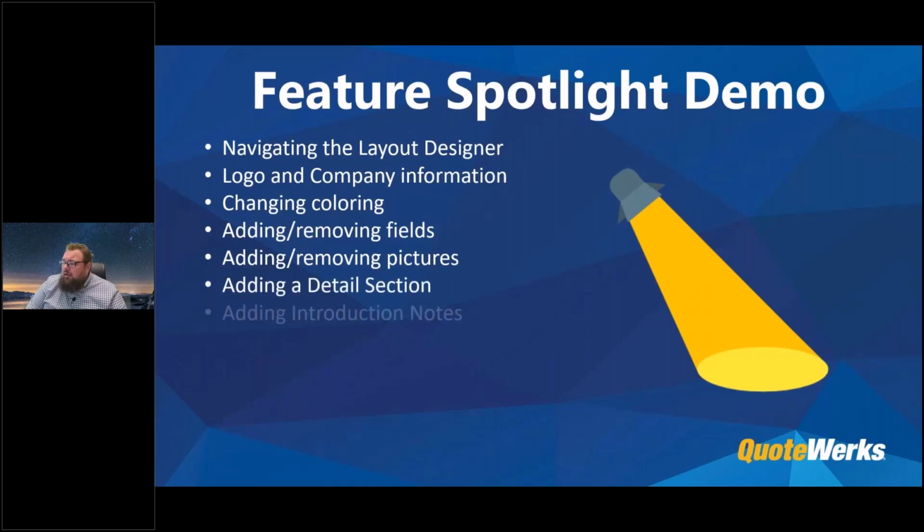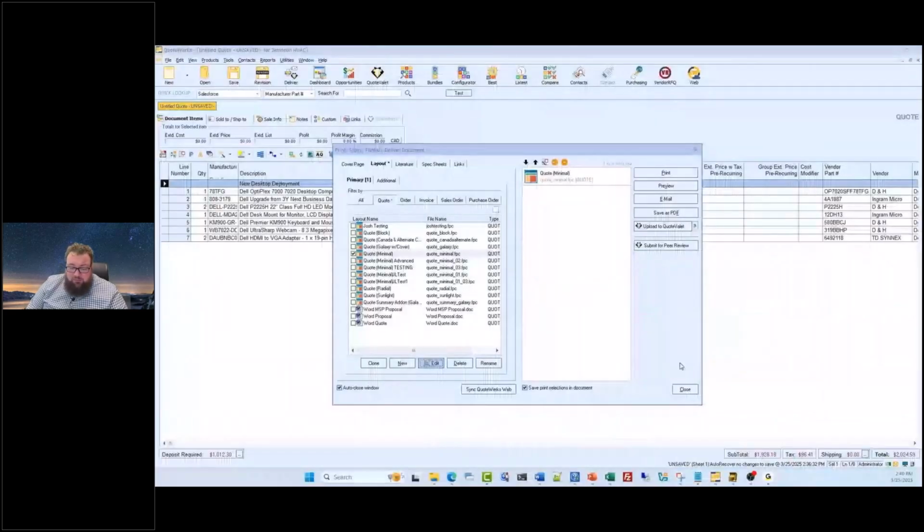So these are the different things that we're going to cover. We're going to cover navigating the Layout Designer. We already looked at the logo and company information. We're going to look at changing coloring, adding or removing some fields, adding or removing some pictures, adding a detail section, and then adding some introduction notes. So depending on how much time we have and how quickly we get through these topics, we may or may not cover all of them. We may cover more, but I wanted to make sure that I included some of these very specific things.